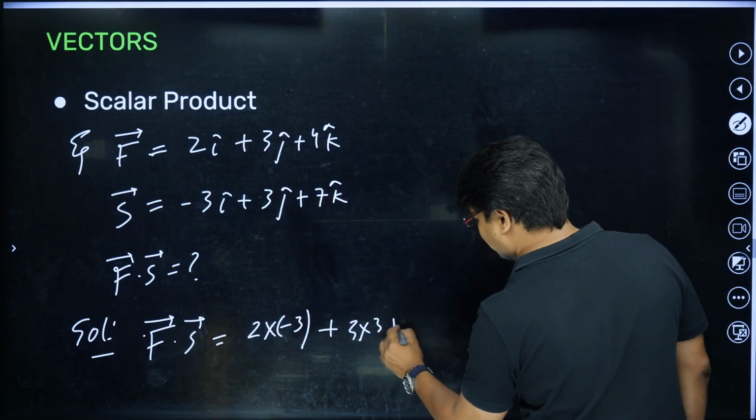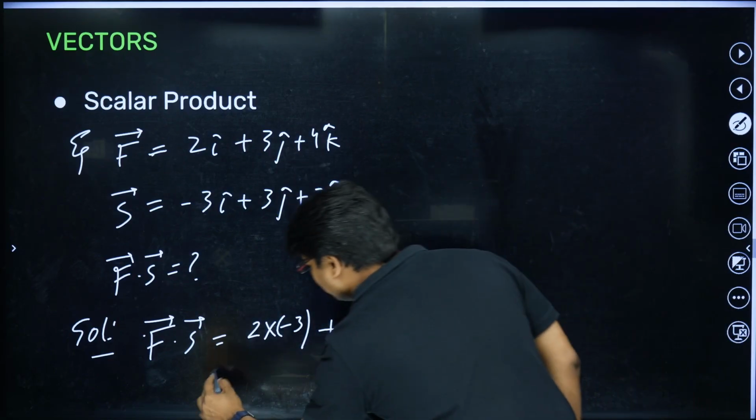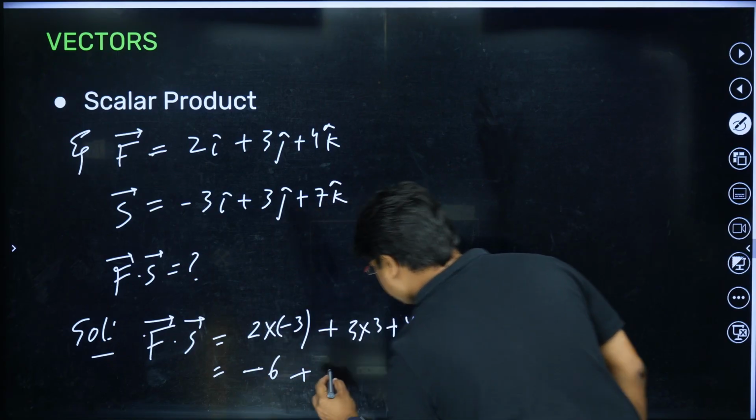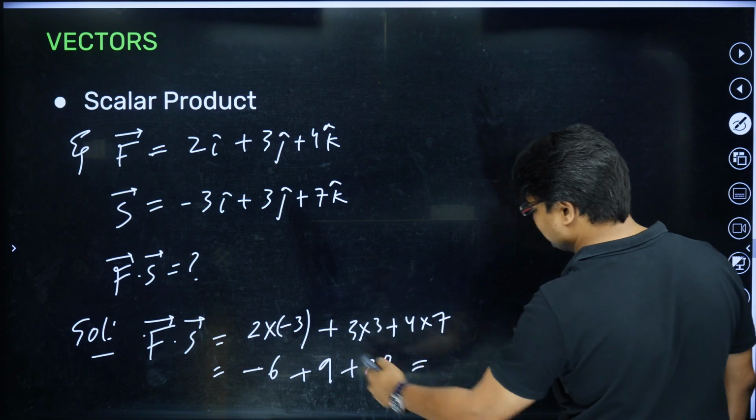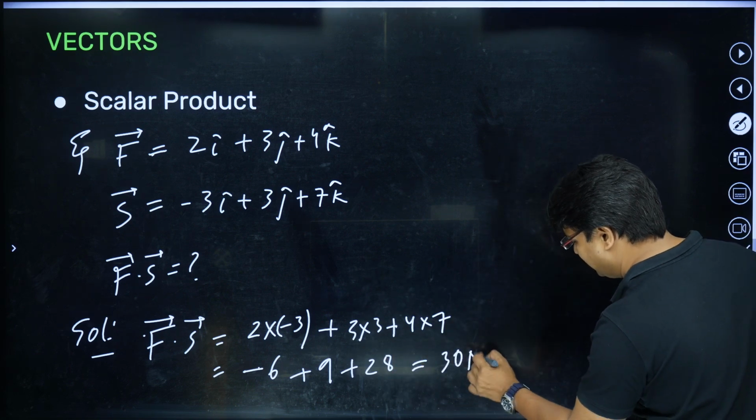3 into 3 plus 4 into 7. So the outcome would be minus 6 plus 9 plus 28, and that would be how much? 36 minus 6, 30. Okay, so 30 Newton meter would be the outcome.